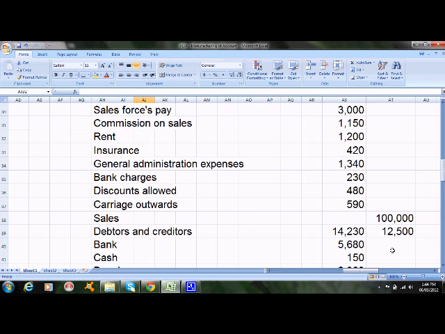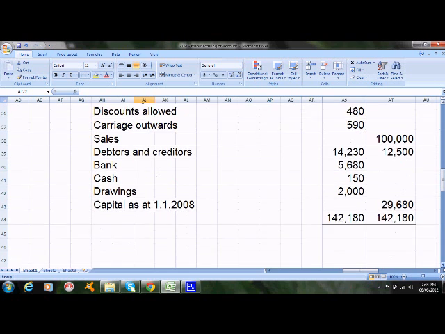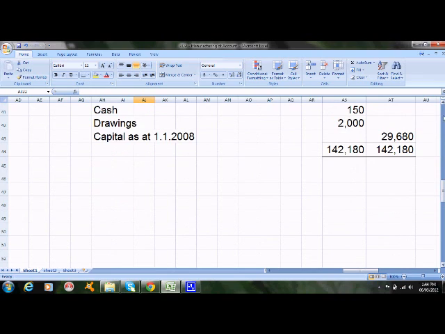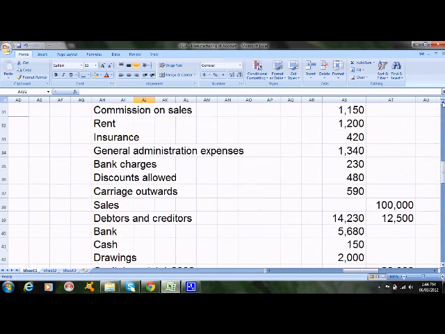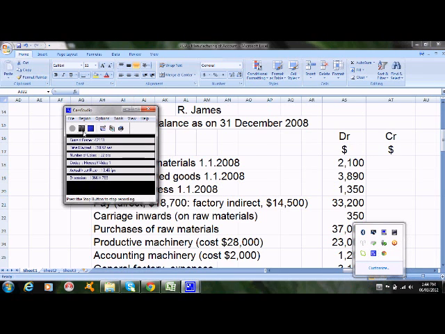Sales 100,000. Debtors and creditors 14,230 and 12,500 respectively. 5,680 for bank, 150 for cash. Drawings 2,000. Capital 29,690. That's how we do it, friends. Pause the video as we go along, please.